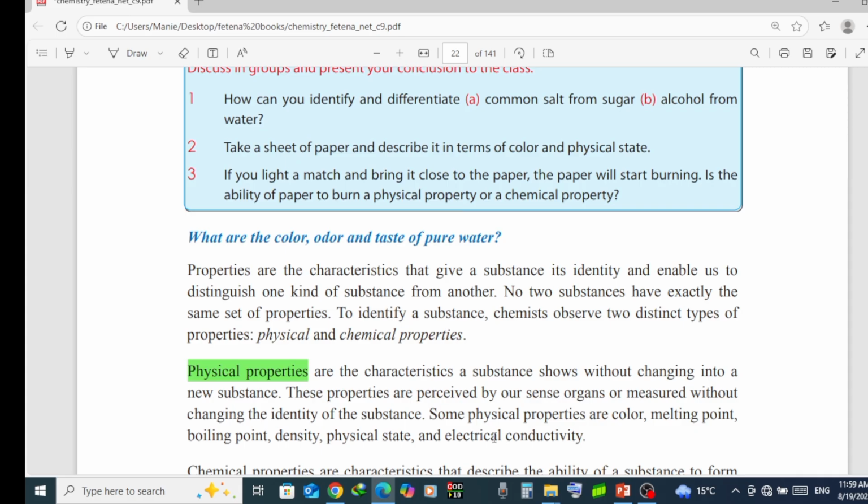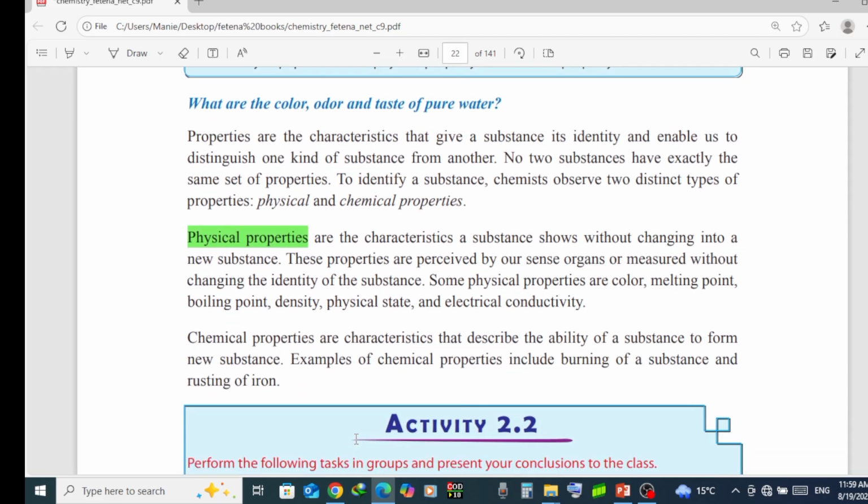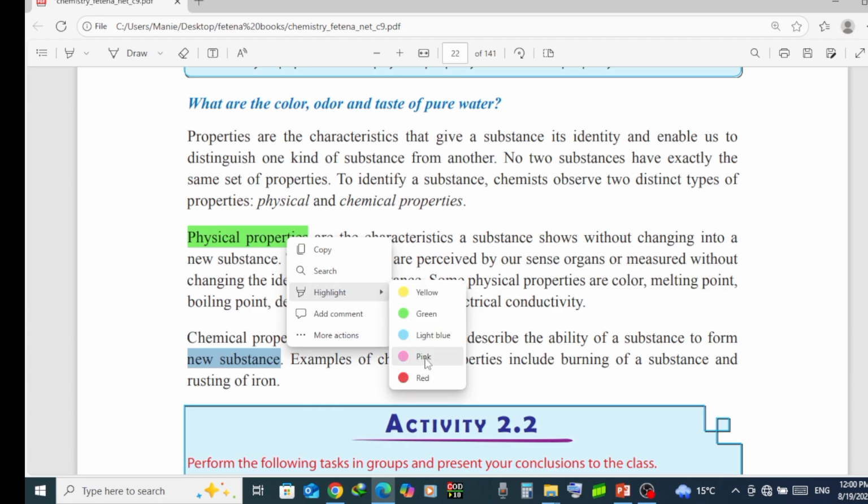So these are the physical properties of substances. Let's come to the chemical property. Chemical properties, as defined, are characteristics that describe the ability of a substance to form a new substance. Yes, here there is the formation of a new substance. There is a formation of new substance in case of chemical property. But in case of physical property, we don't have a new substance.